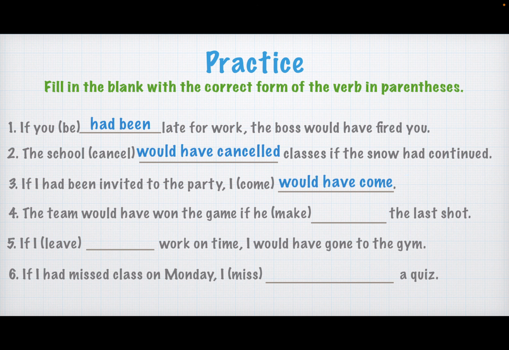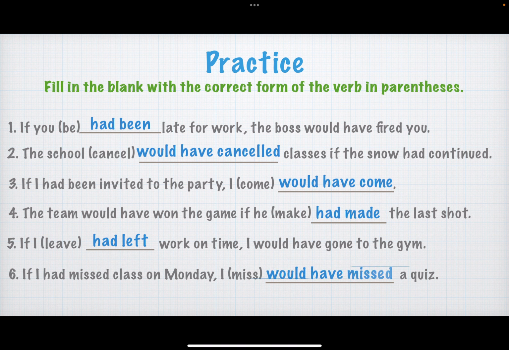Would plus have plus the past participle in the result clause. Number 4, the team would have won the game if he had made the last shot. So had made, past perfect, in the conditional clause there for number 4. Number 5, if I had left work on time, I would have gone to the gym. Use had left, the past perfect, in the conditional clause for number 5. And number 6, if I had missed class on Monday, I would have missed a quiz. So would plus have plus the third form of the verb there in the result clause for number 6.